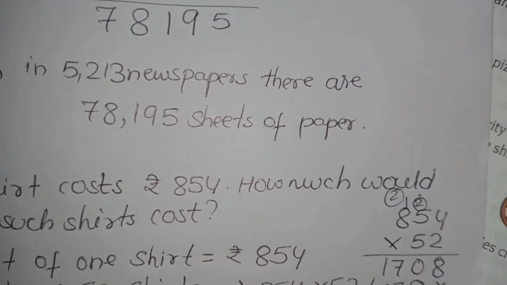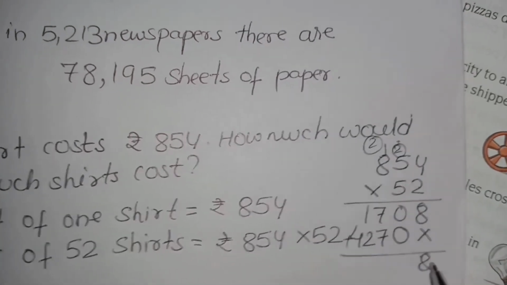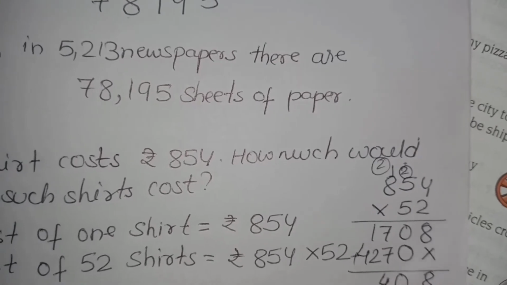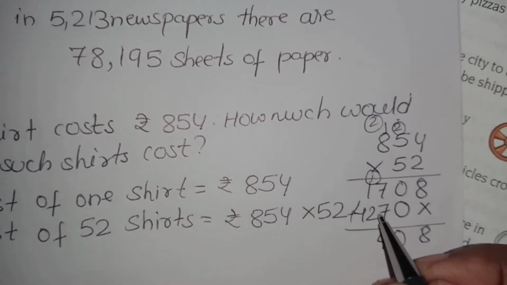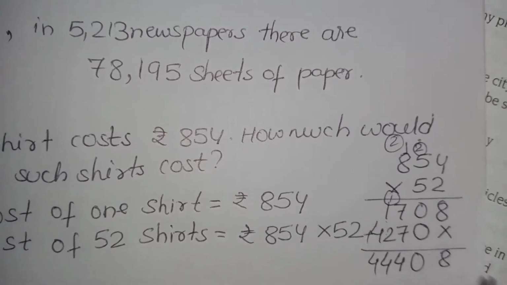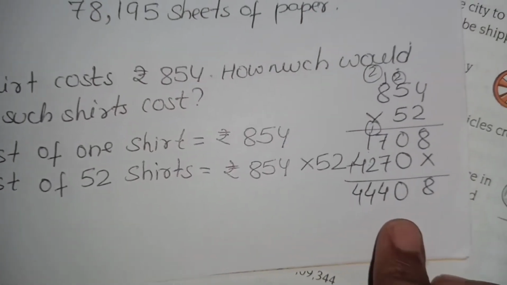Okay, now let's add this. 8, 0, 7 plus 7 is how much? 14, 4, 1 carry. 2 plus 1 is 3, 3 plus 1 is 4, 4. So this is the cost of 52 shirts.